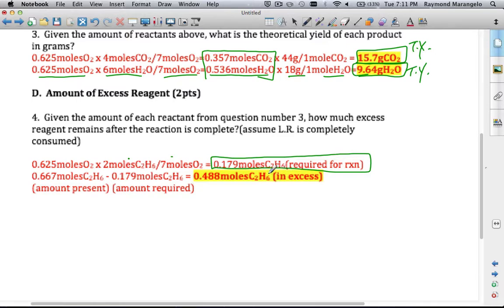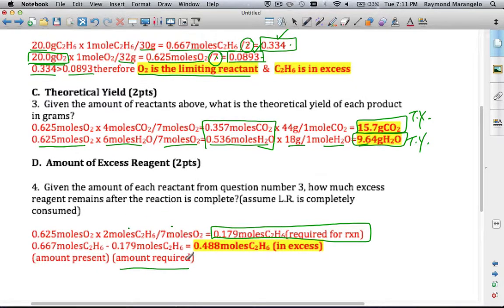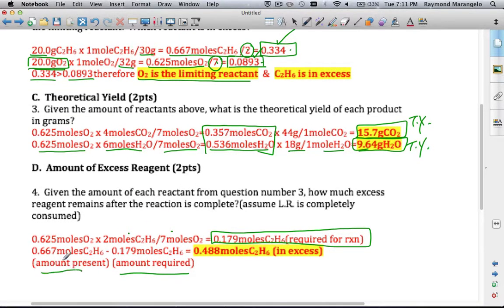Then I went up here and I took the amount that I required, the 0.179, and I took the amount that I had, 0.667. Where did I get that? I got that from right here. I just took the grams of the C2H6 and I divided it by 30 grams and I got the number of moles of C2H6 that I had, and this is the amount of moles that I would have in excess.